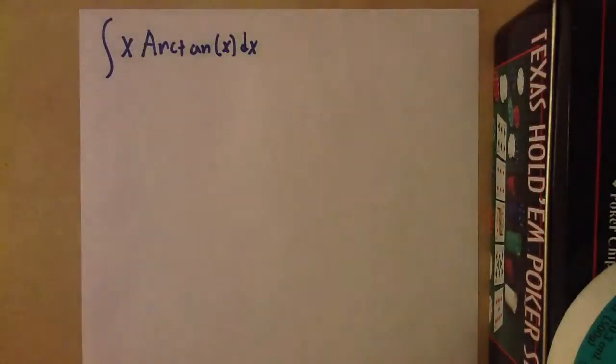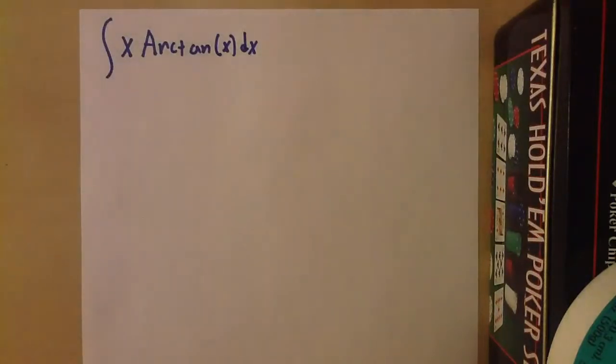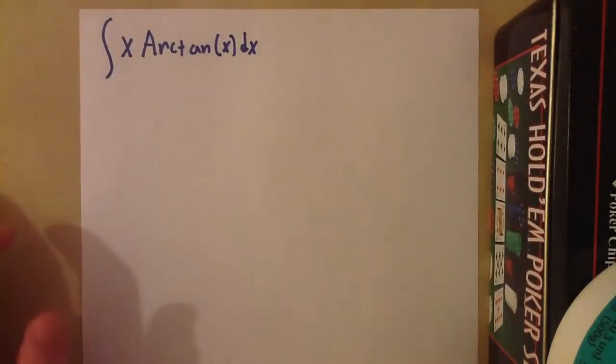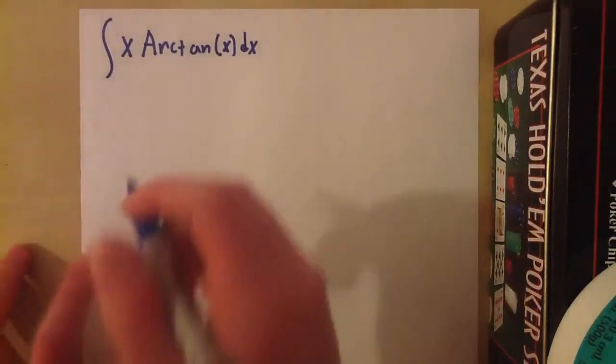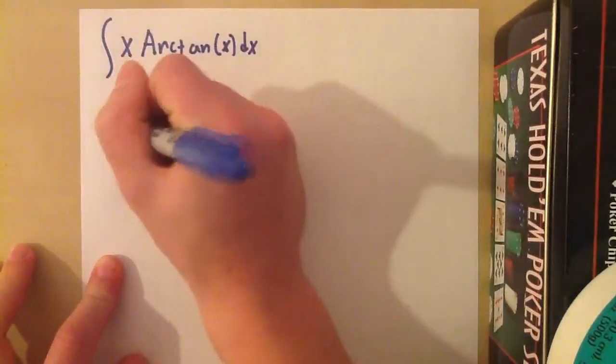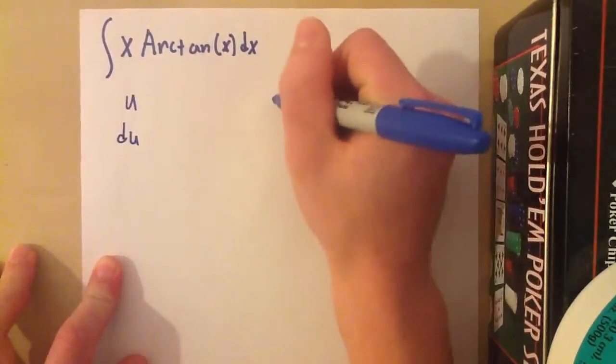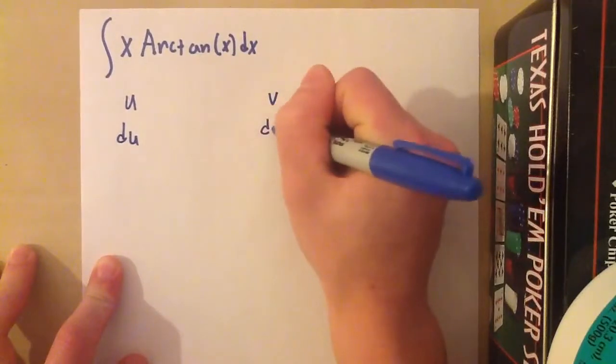So now let's use integration by parts to solve a bit of a trickier problem. So we have the integral of x times arctan of x dx. Once again, the first thing we want to do is figure out our four variables. We got u, du, v, and dv.